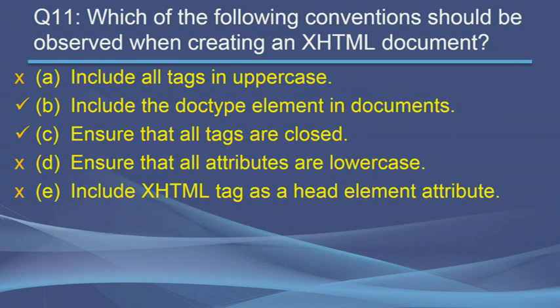The next one, option C, ensure all the tags are closed. Now like I told you, XHTML uses the strength of XML and HTML. So XML basically defines that all tags are closed. So it is true that you need to ensure that all tags are closed. So C is also a correct option. The option D, ensure all attributes are lowercase. Now you don't need to define attributes in lowercase or uppercase, there is no such rule in XHTML.